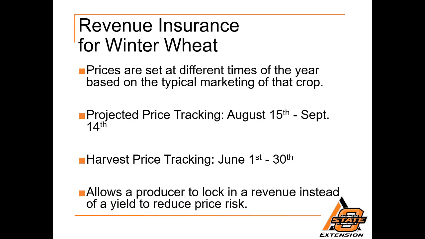So if prices go up towards harvest, it'll use the new higher price at harvest, or if prices go down, it will go back and use that projected price tracking from August 15th to September 14th, because that will be the higher price. So it's a win-win for producers if they have just straight revenue insurance on their winter wheat. So again, this allows a producer to lock in a revenue instead of a yield to reduce price risk. And since revenue insurance is one form of insurance, again, we will look at the other form, which is just yield protection, in a few slides.